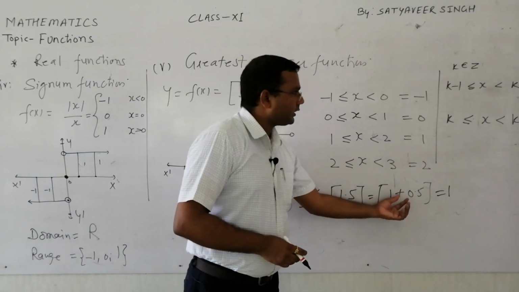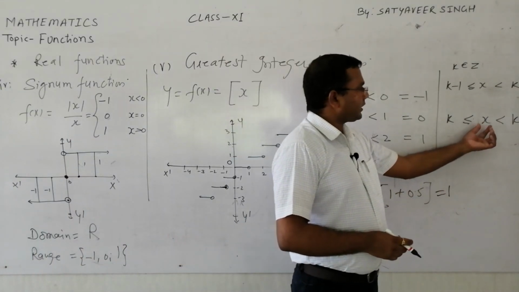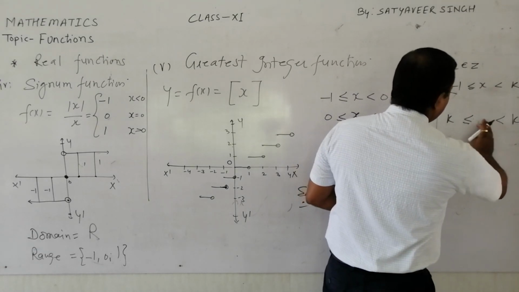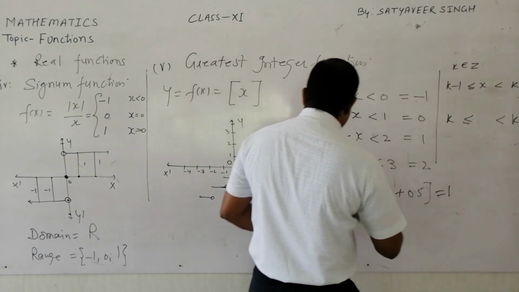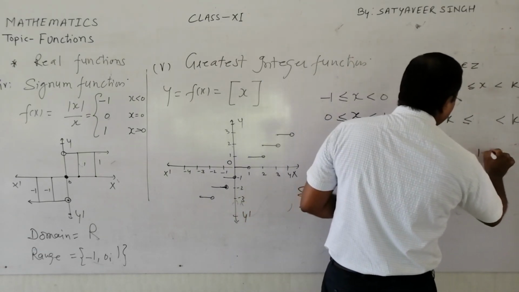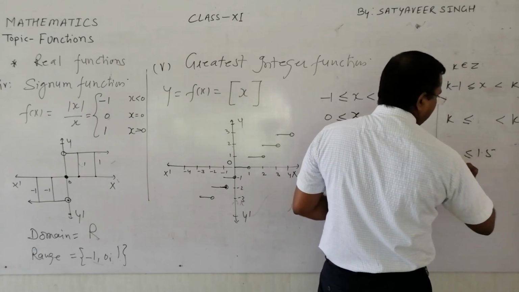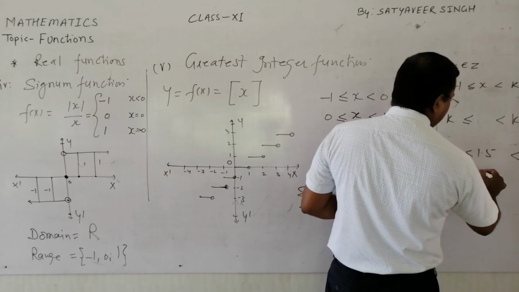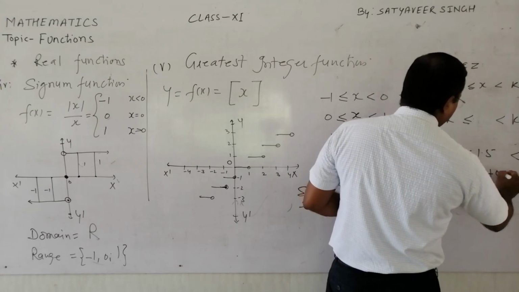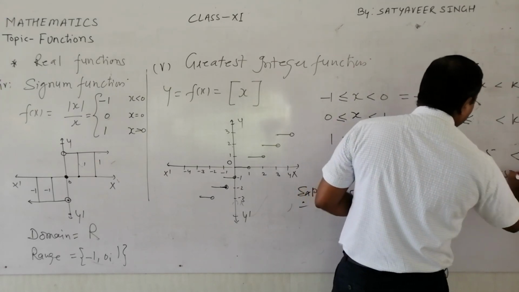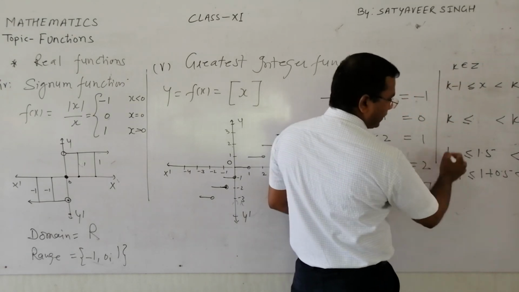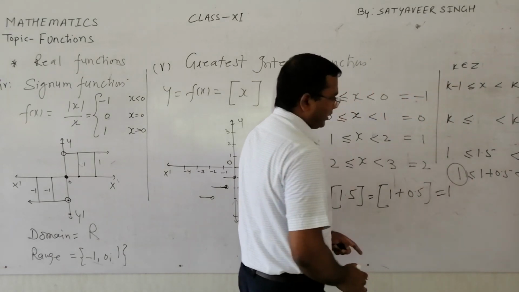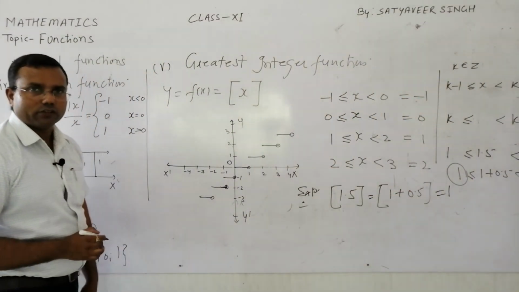Now I can say, if I am taking this number here, 1.5 is between 1 and 2. Okay, so this 1.5 I can write as 1 plus 0.5, greater than or equal to 1 and less than 2. So what is the value of this? Obviously it is 1. So we have taken 1 only.